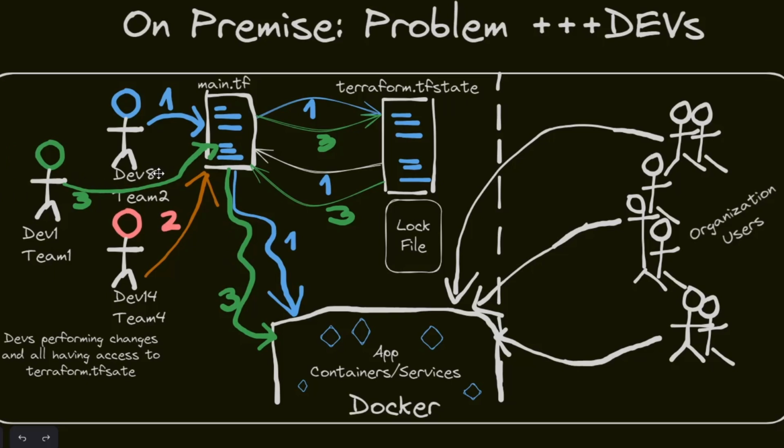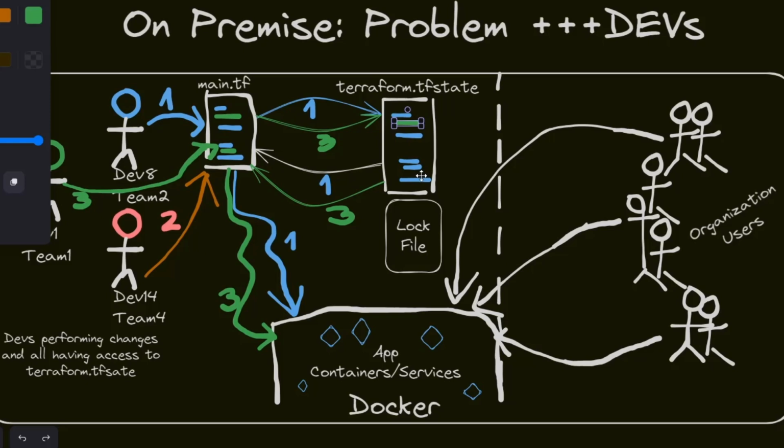Let's do the 3 first. Dev 1, team 1. This is already traced. Let me just, should I do 2 or 3 first? Okay, let's do the 3. So the 3, the dev 1 from team 1 has changed those lines. Terraform apply has applied.